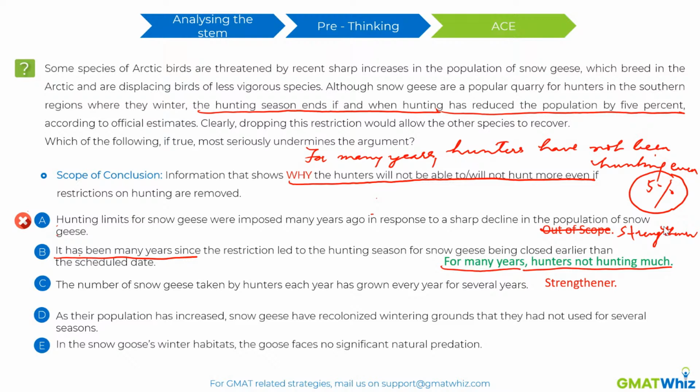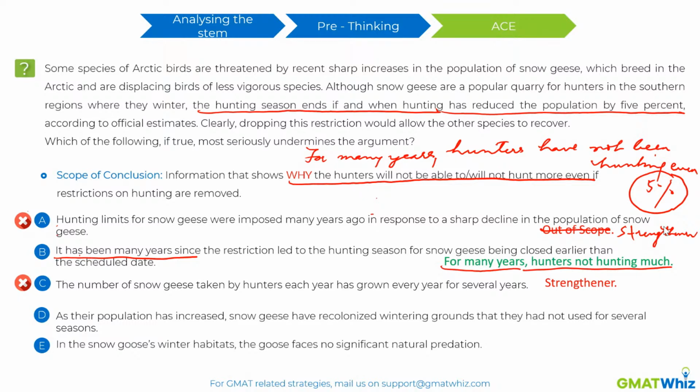C says the number of snow geese taken by hunters each year has grown every year for several years. If every year the number of snow geese taken is growing, it is indicative that hunters want to hunt more. And since the population is also growing, we don't know finally whether they will be reaching the 5% or not, whether the 5% is going to be enough or not. All I know from C is there is a tendency to hunt more. So it's more of a strengthener than a weakener, and definitely not the answer.